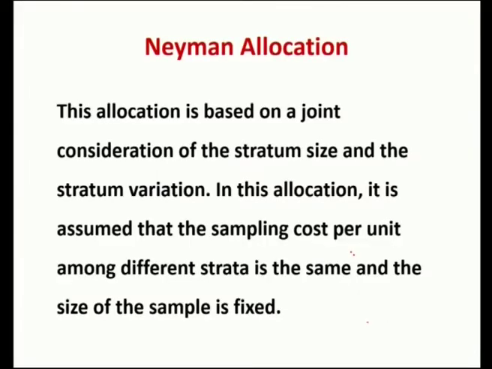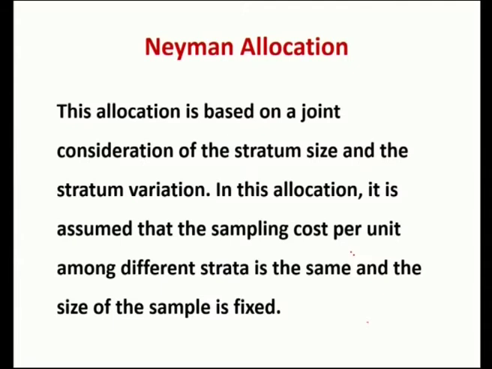It gives a self-weighing sample by which numerous estimates can be made with greater speed and higher degree of precision. And the third method of allocating sample strata size is Neyman allocation. This allocation is based on joint consideration of the stratum size and the stratum variation. In this allocation, it is assumed that the sampling cost per unit among different strata is the same and the size of the sample is also fixed. Now, we will derive the variance under the Neyman's allocation.